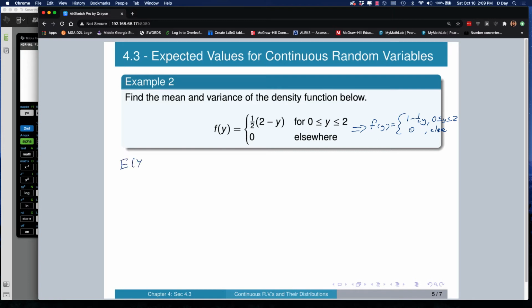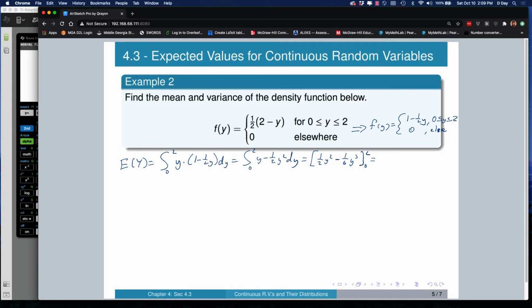So expected value of y is equal to the integral from 0 to 2 of, we've got to throw in our extra y, y times 1 minus 1/2 y dy, which is the integral from 0 to 2 of y minus 1/2 y squared dy, which if we take the integral of the two terms in that integral, we get 1/2 y squared minus y squared becomes y cubed over 3, so that's 1/6 y cubed. Evaluated from 0 to 2.